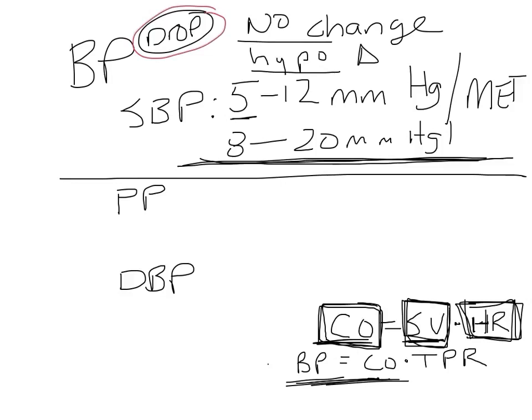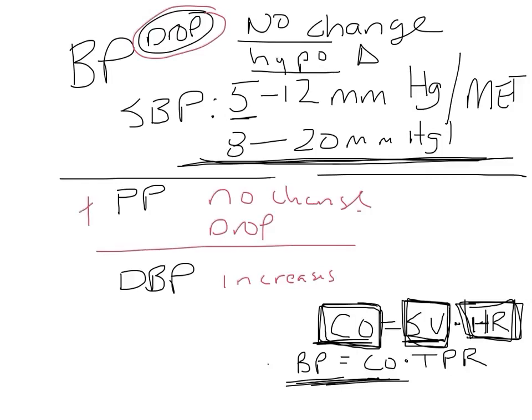Pulse pressure should increase. If pulse pressure stays the same, so pulse pressure, no change or drop. Diastolic blood pressure increases. These are indications that there may be a disease-specific impairment limiting this person with heart failure's capacity.